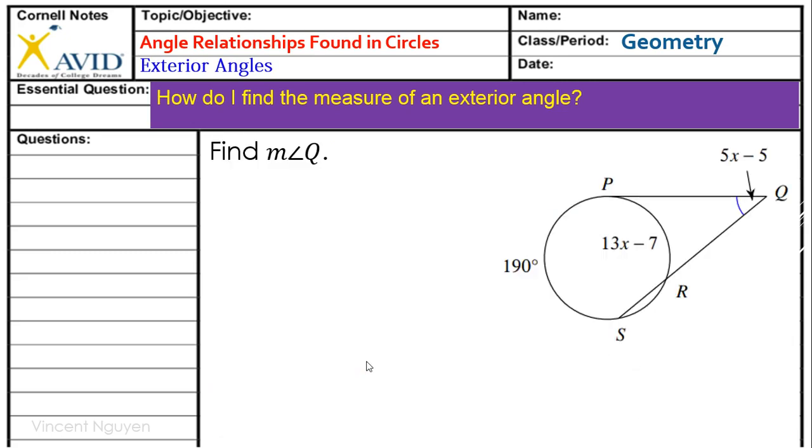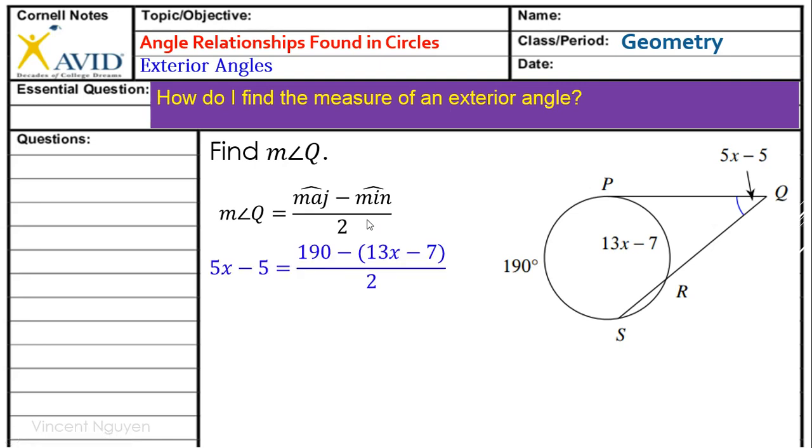All right, here's an example. This example has expressions, so we'll have to set up our relationship and then substitute, solve, and then plug it in because it's asking us to find the measure of angle Q. Angle Q is the outside angle. 190 is the big arc. 13x minus 7 is the little arc. So we're going to do angle Q equals the major arc minus the minor arc divided by 2. That's our formula, right? The difference between the two arcs divided by 2.